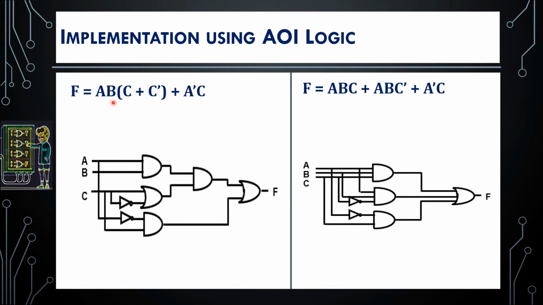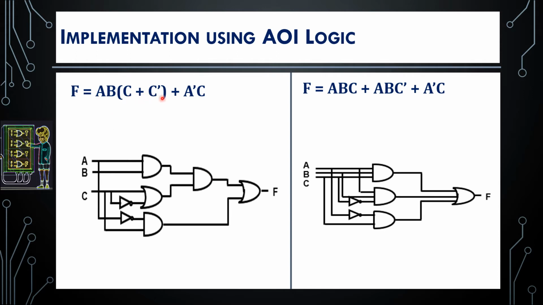So, a similar example: AB, C plus C bar, plus A bar C bar. This AB can be implemented using an AND gate. C plus C bar is implemented using an OR gate. Then the C plus C bar into AB, those two are connected with the help of an AND gate.